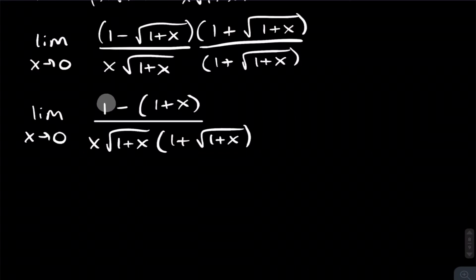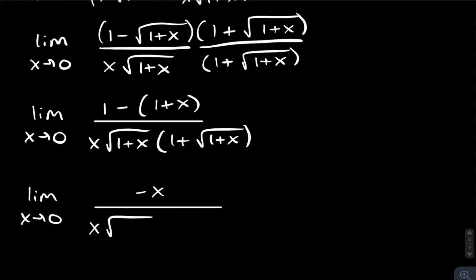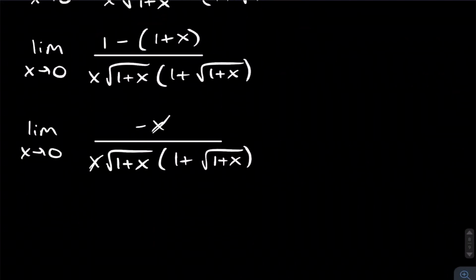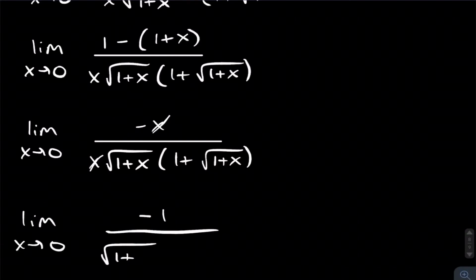Cool. So now you want to notice that if we combine the numerator, the 1's cancel, right? We get a 1 minus 1. We also get a minus x. So we can write this as the limit as x approaches 0 of negative x all over x times the square root of 1 plus x times 1 plus the square root of 1 plus x. The x's cancel. And last time we write a limit in this video, negative 1 over the square root of 1 plus x times 1 plus the square root of 1 plus x.